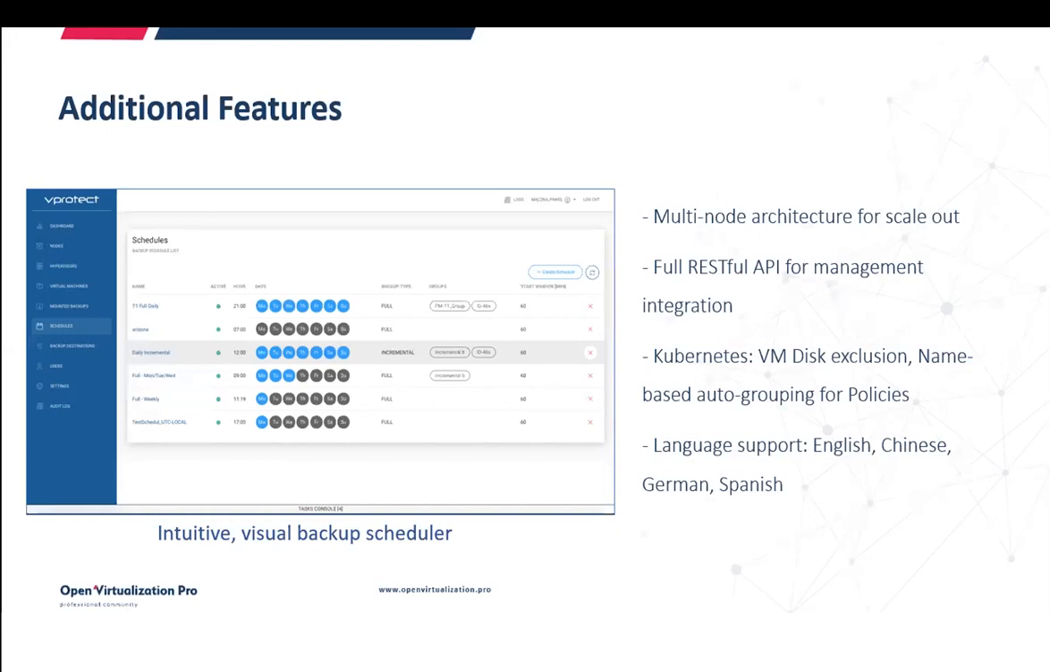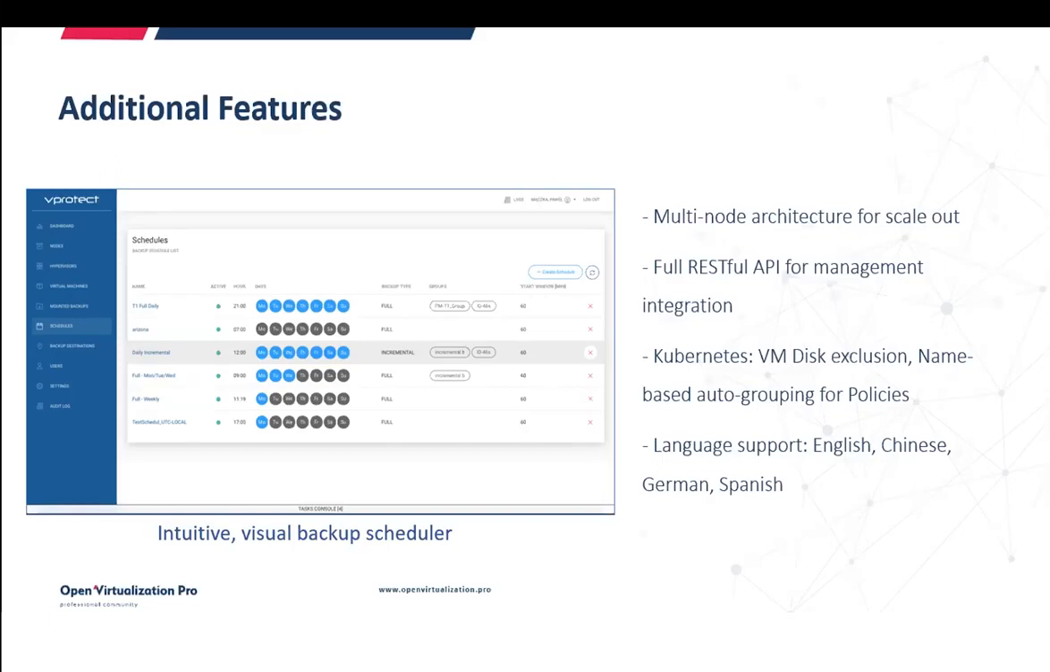One thing in particular specific to Kubernetes: I mentioned we have the ability to exclude specific persistent volumes from backup. But another useful feature is the ability to automatically include or exclude particular deployments from backup policies using name-based auto grouping. In vProtect, you have the option to manually kick off on-demand backup jobs, but we also have what's called policies and schedules, and that gives us the ability to set up daily, weekly, monthly, hourly, whatever you'd want in terms of a backup schedule.